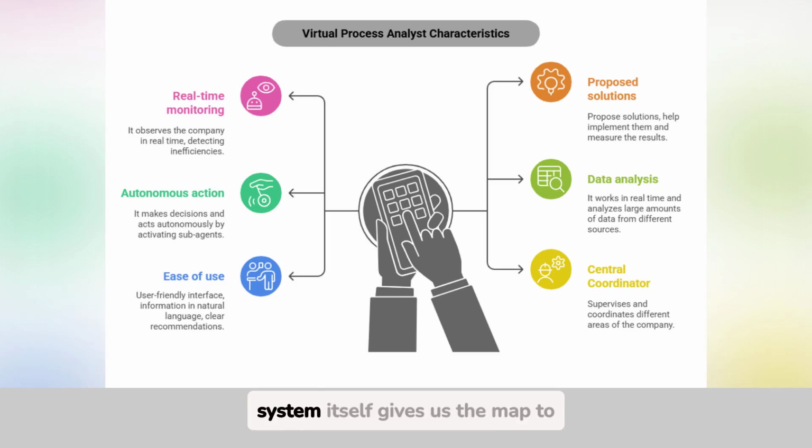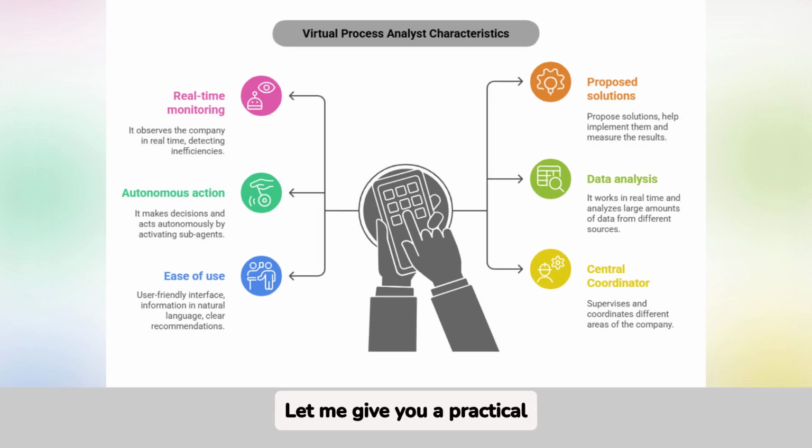In other words, the system itself gives us the map to act with our current customers, without improvising and with focus where it really matters. Let me give you a practical example. If VPA detects that the average time to resolve technical incidents has increased in the last 10 days, it automatically launches the analysis sub-agent to study the cause. This sub-agent analyzes processes, reviews flows, and detects, for example, that a validation step is duplicated or that there is a bottleneck in technical support. The improvement sub-agent is then activated and proposes a restructuring, and if you give the green light, it implements it. All this can happen without any human having to generate an alert.